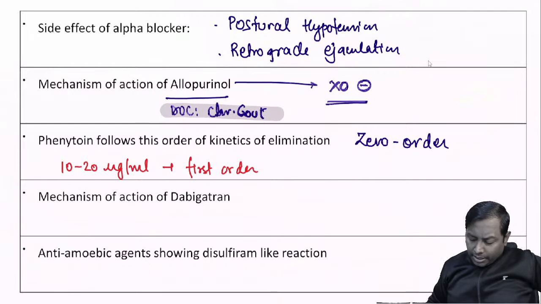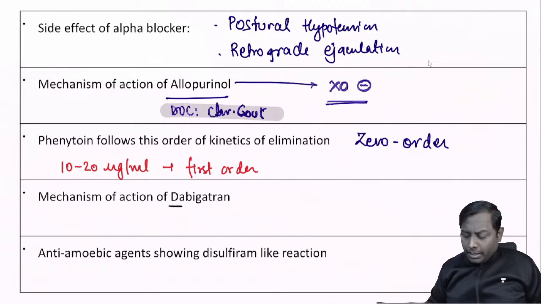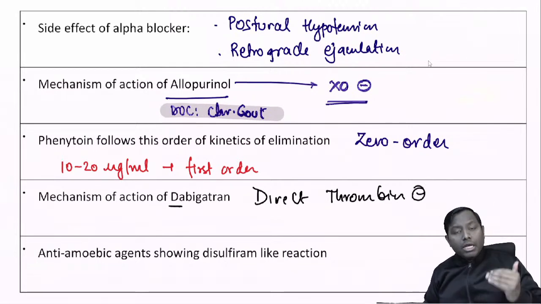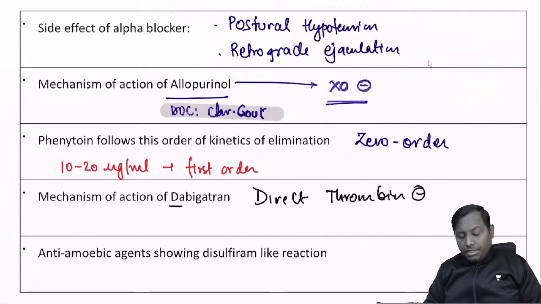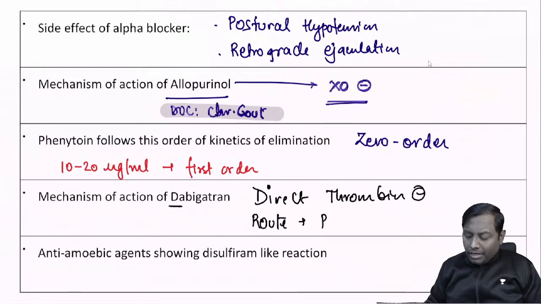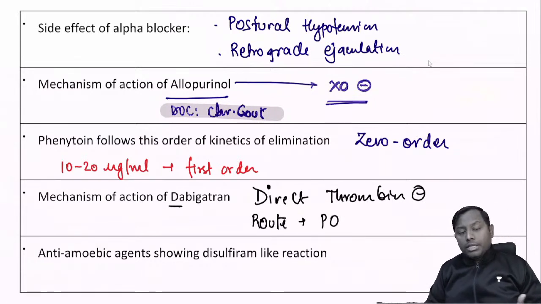Now dabigatran, again another very simple drug. I have already told you, dabigatran is a direct thrombin inhibitor. So what is the indirect thrombin inhibitor? Heparin is an indirect thrombin inhibitor because it increases the activity of antithrombin 3. Dabigatran is the orally available direct thrombin inhibitor. What are all the other direct thrombin inhibitors that we have?